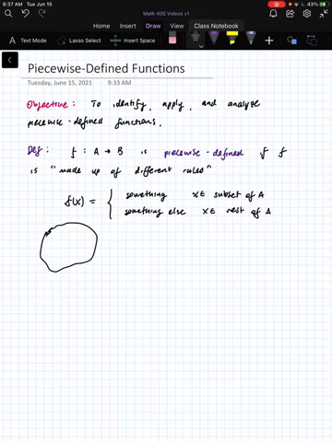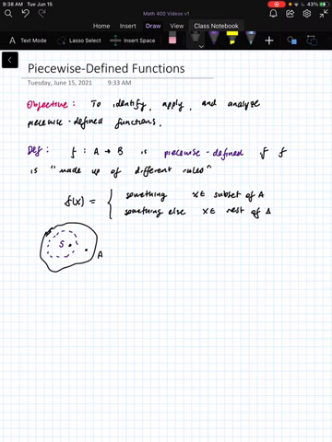And so if you can imagine abstractly that this is the domain A, some part of it is some subset that we'll call S. And so depending on whether x is in here or in here, we'll have different rules.